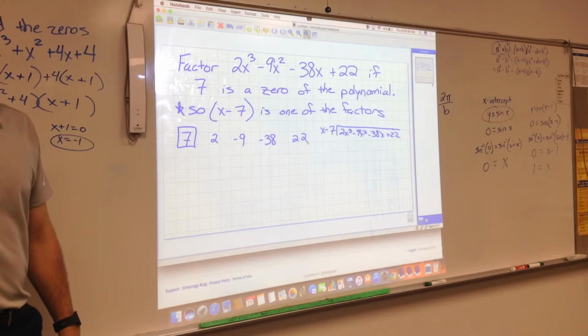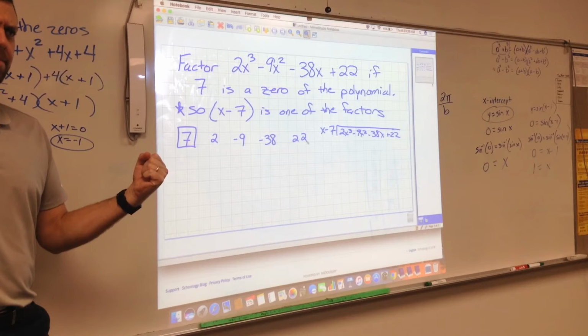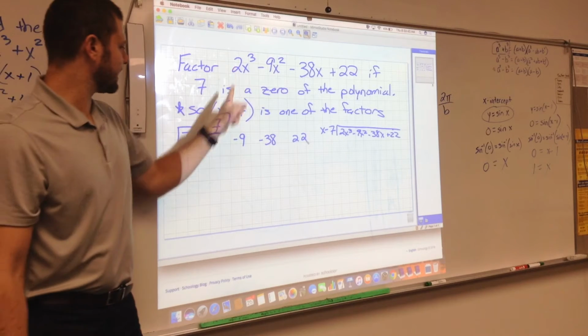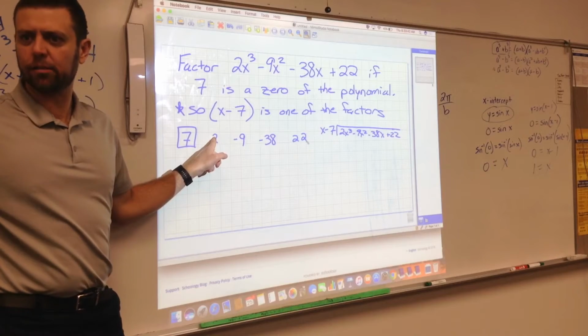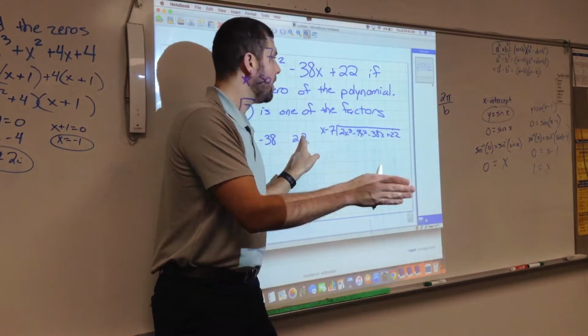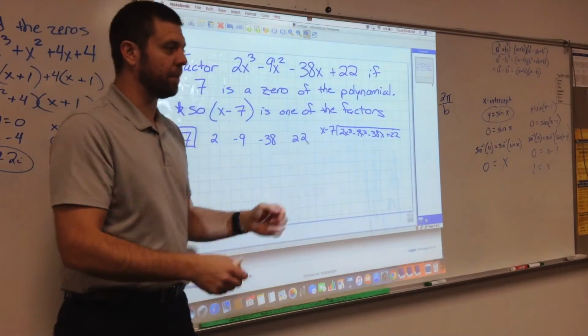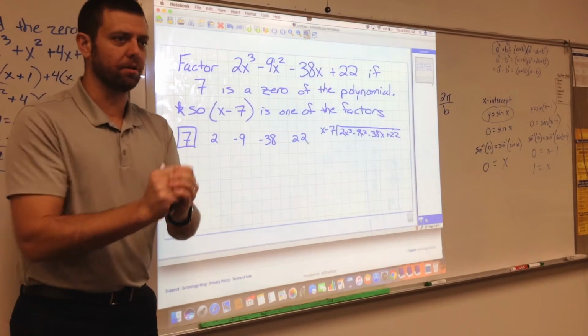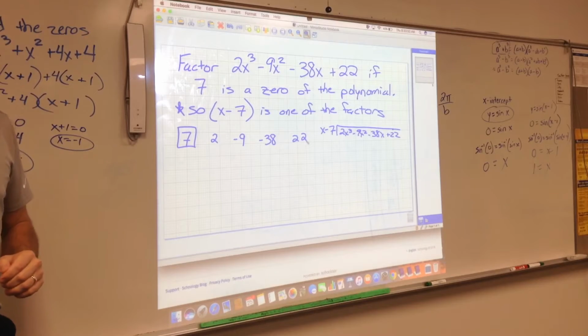Any other questions? Good questions. You understand the placeholder thing? Because these got to go in decreasing order from the highest power. X to the third, x squared, x to the first, constant. If you're missing a power in there, you got to have that placeholder, so you got to put that 0 in there. Okay?